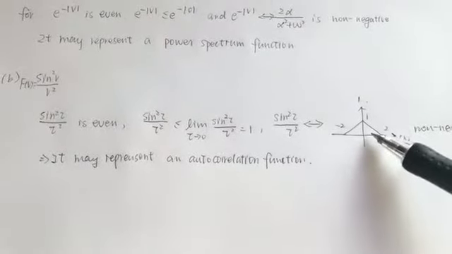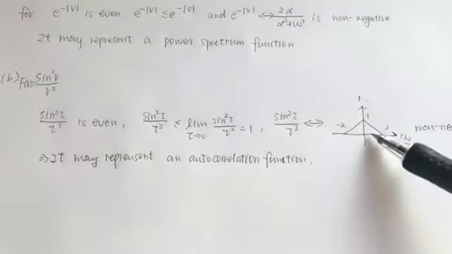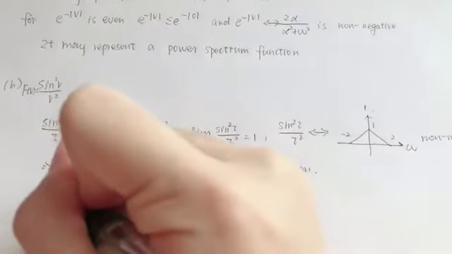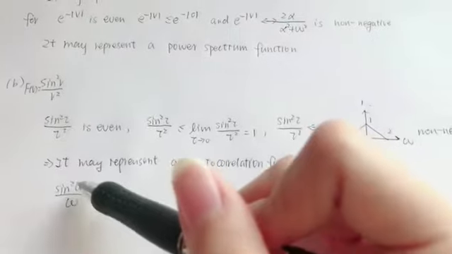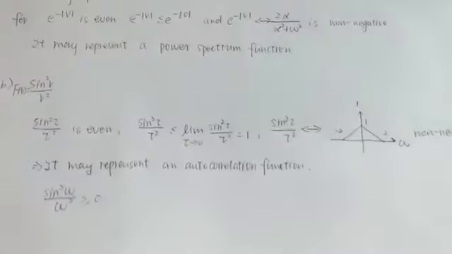When it comes to whether it can represent a power spectrum, the answer is yes, because the function itself, sine omega square divided by omega square, is larger than 0.